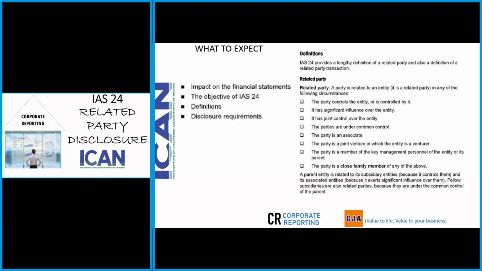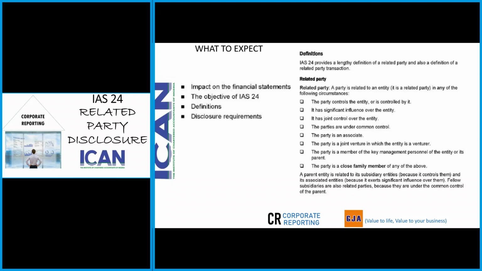When the party is a joint venture in which the entity is a venturer, when we have a joint venture and the joint venturer could influence the joint venture, the joint venture may have related party transaction at hand. There may be exceptions to this rule. As we continue, we are going to learn about it.